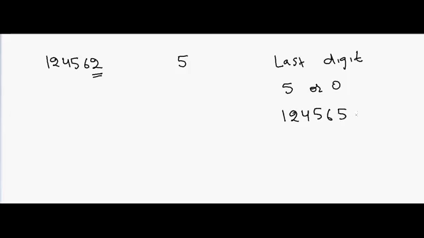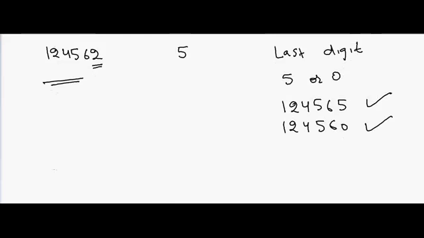Is this number divisible by 5? No, because to be divisible by 5, the last digit should be either 5 or 0. In this case it's not, so it is not divisible by 5. If I would have 1 2 4 5 6 5, then it would be, or if I would have 1 2 4 5 6 0, then it would be, but not in this case. So we know this now.